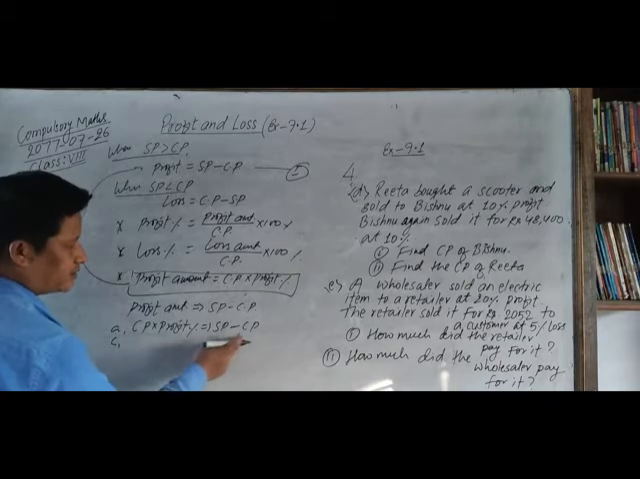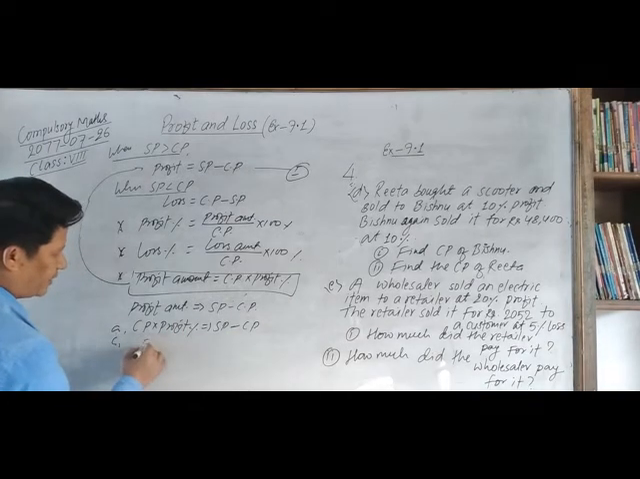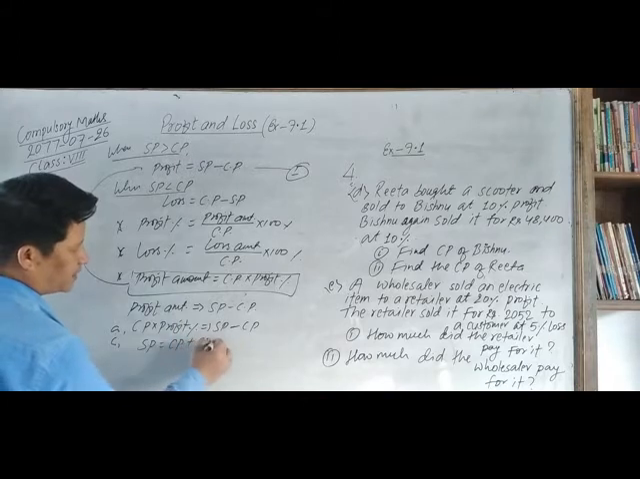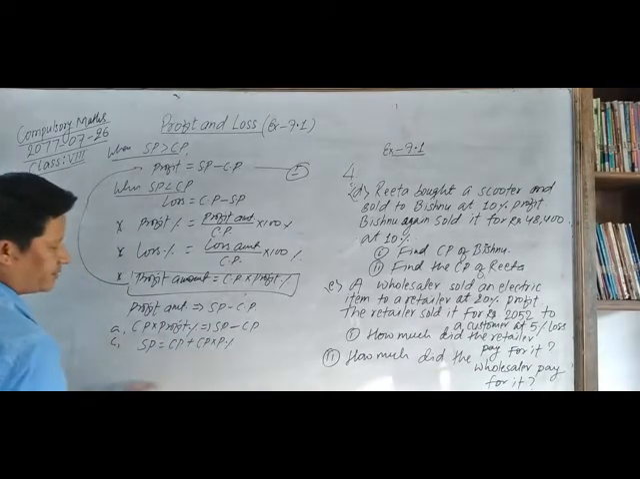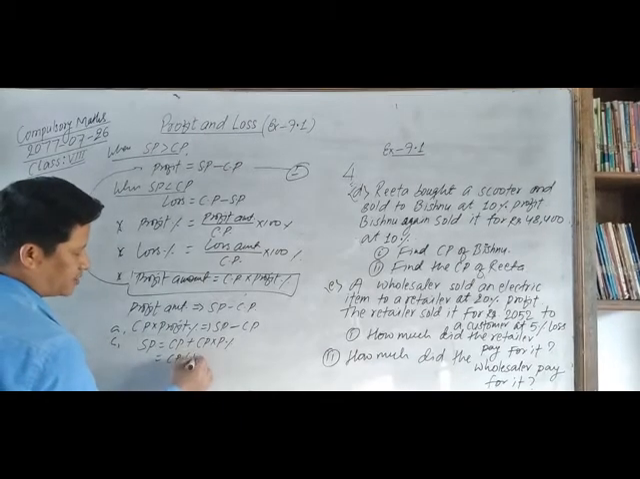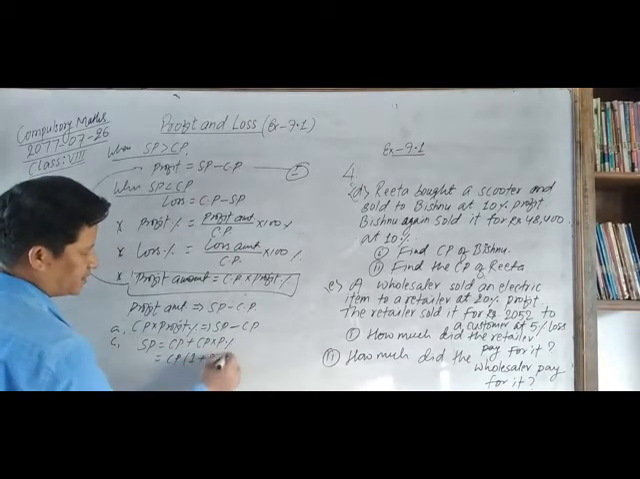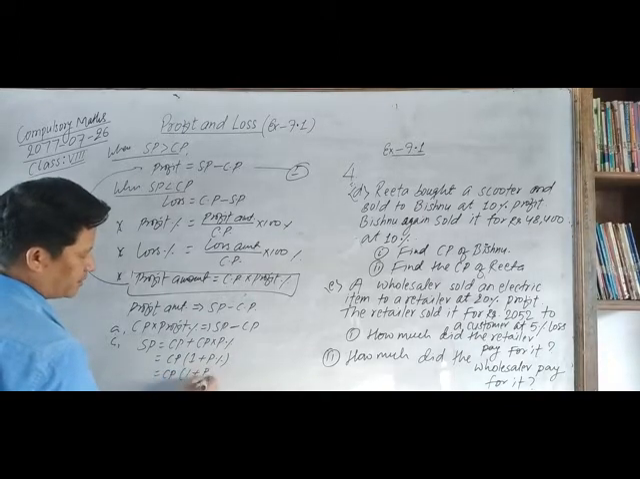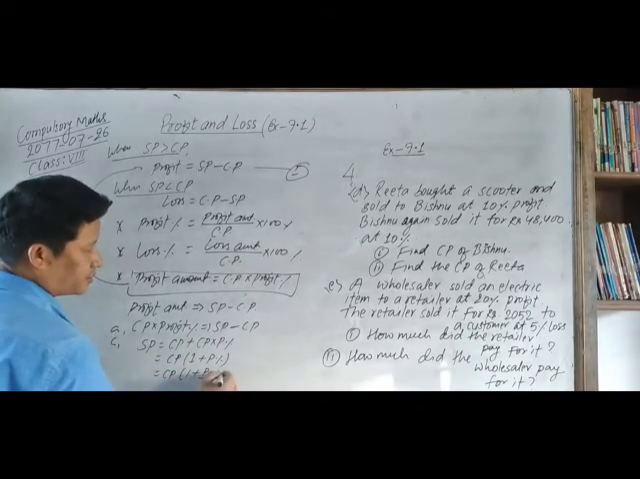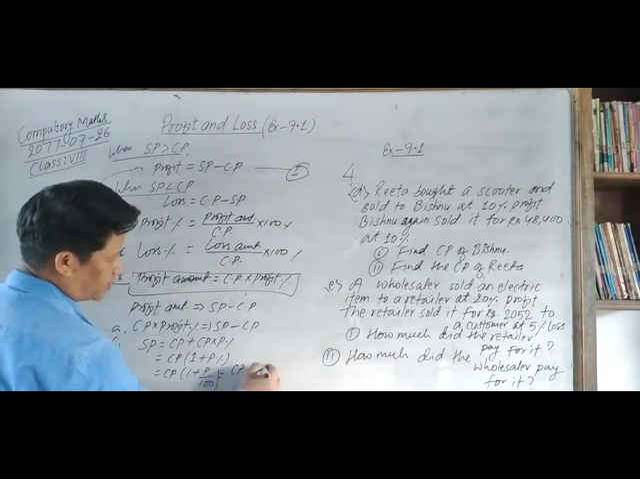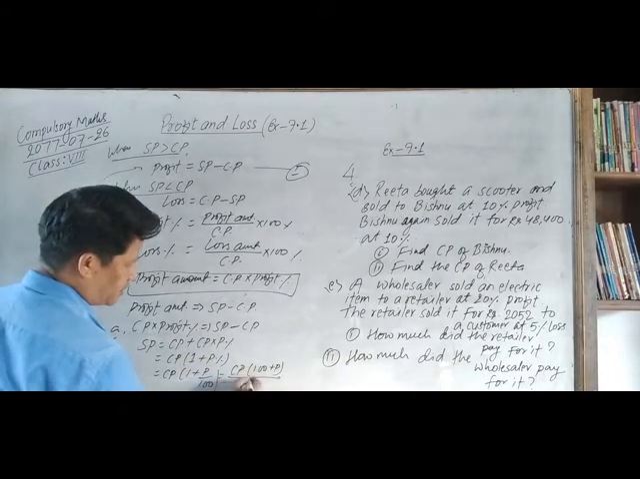So by transposing cost price to the other side, we will get SP equals to cost price plus cost price into profit percent. P percent means profit percent. So taking CP as common, remains 1 plus P percent. So cost price, that is 1 plus P percent, that means P by 100.